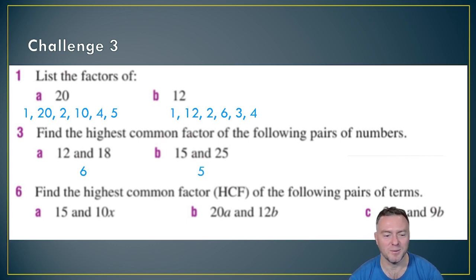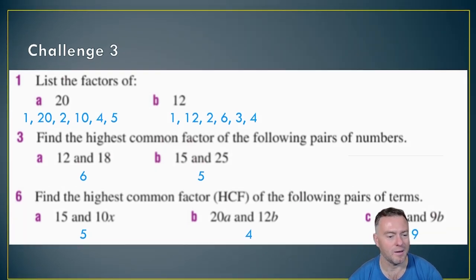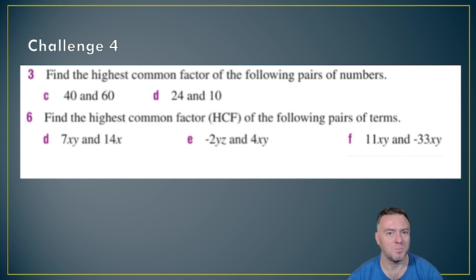Highest common factor of the following pairs, so 15 and 10x would give you 5. 20a and 12b would give you 4. 27a and 9b would give you just 9 because a and the b don't have anything in common. So pause the video, have a go at this one.